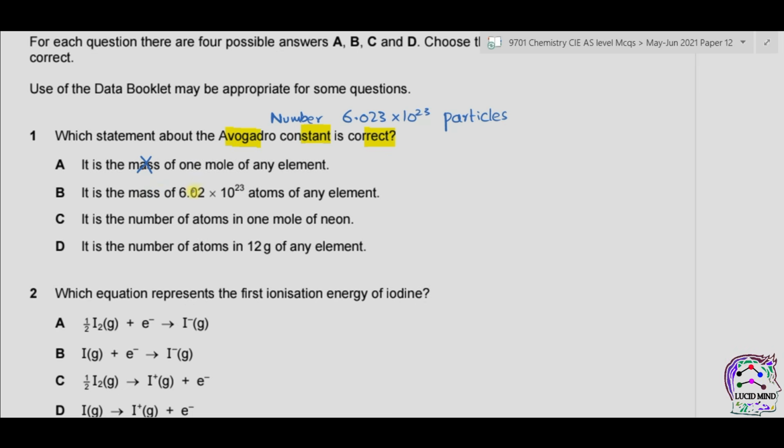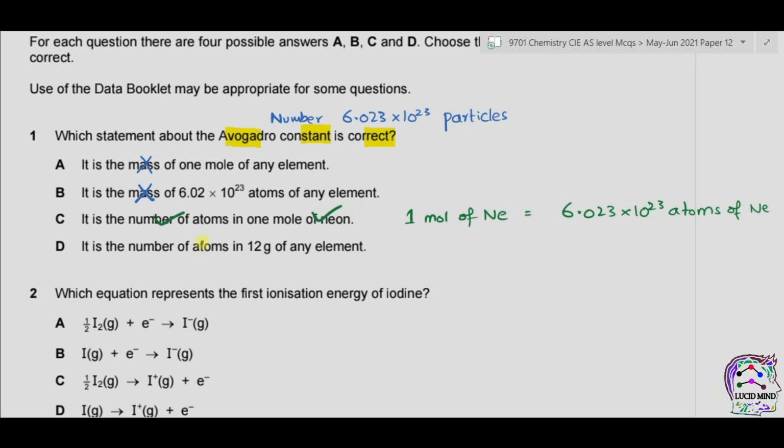B. It is the mass of 6 exponential 23 atoms of any element. Again, it is not the mass, it is the number. Part C. It is the number of atoms in 1 mole of neon. Now 1 mole of neon consists of 6 exponential 23 atoms of neon. Now this is a true statement. So therefore this could be correct option.